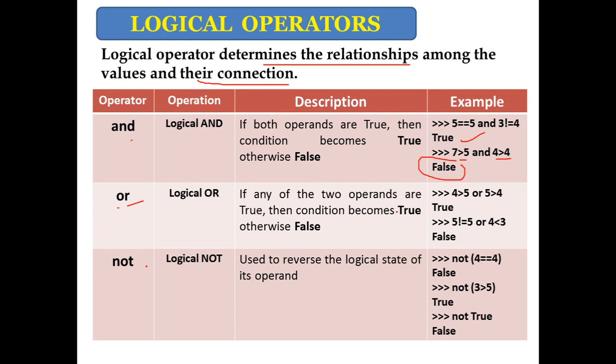Rules. For logical or, if any one of these expressions is true, the result will always be true. If both sides are false, the result is false. In and, if both sides of and are true, then only the result is true. Otherwise, in all cases the result will be false. Not is what? Not true means false, not false means true. Here it is true, not true means false. It is false, not false means true. We are saying not true is equal to false. Similarly, not false equal to true.